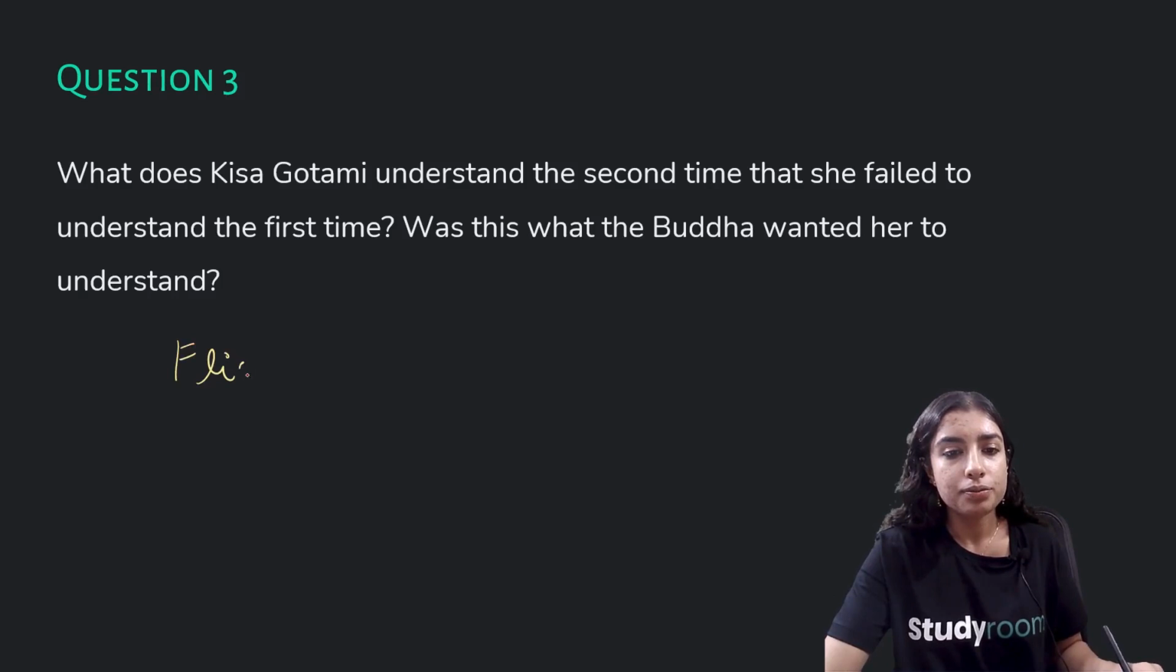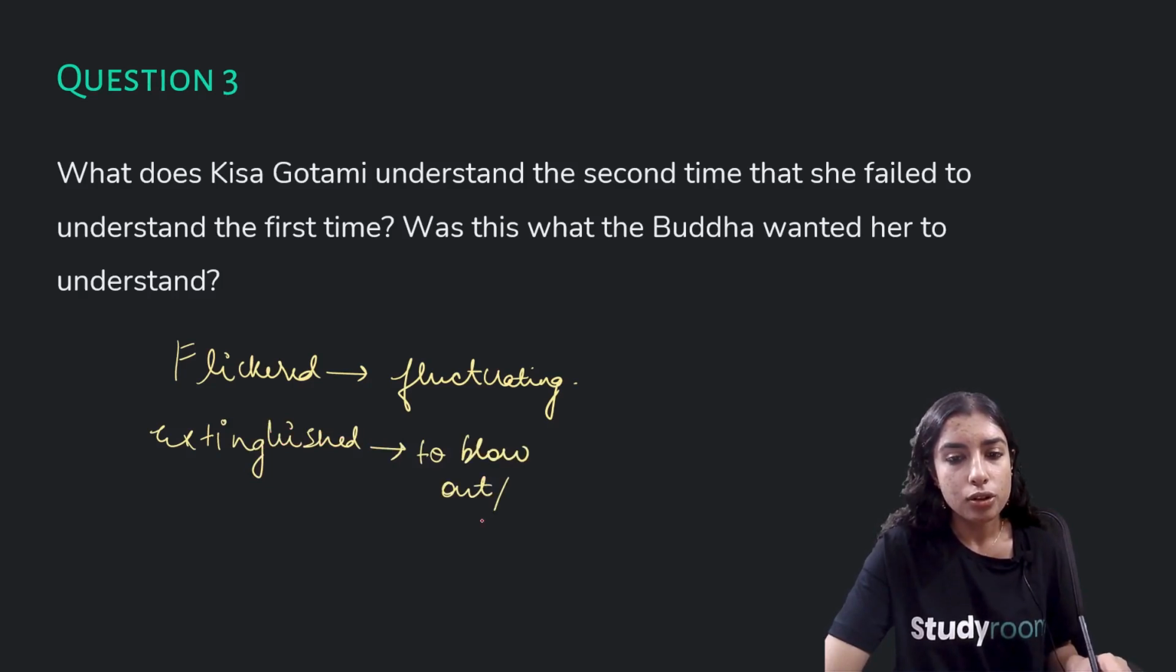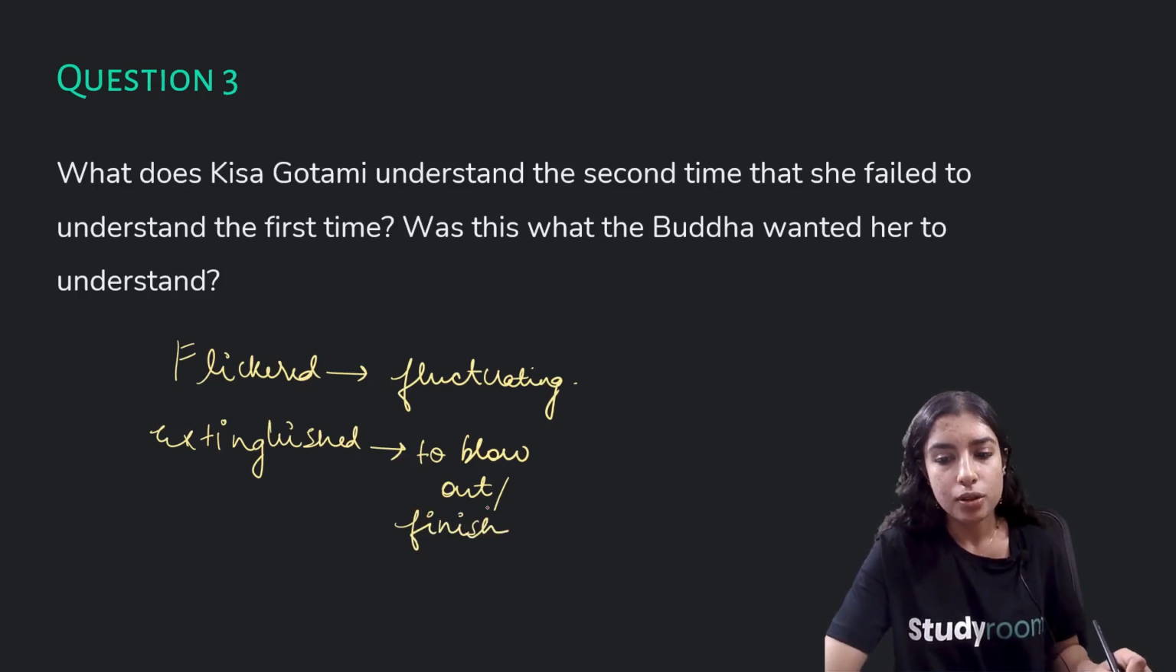Flickered means fluctuating. Sometimes in our house, the light fluctuates on and off, so we say that the lights are flickering. Extinguished means to blow out or finish.